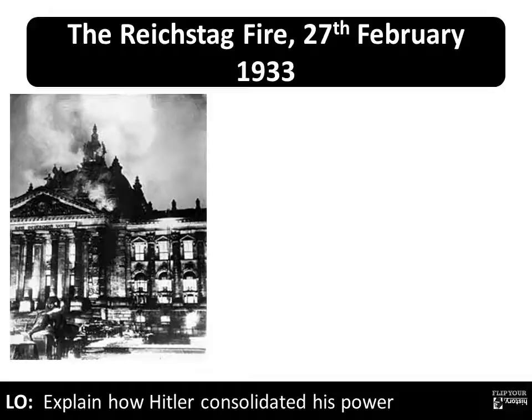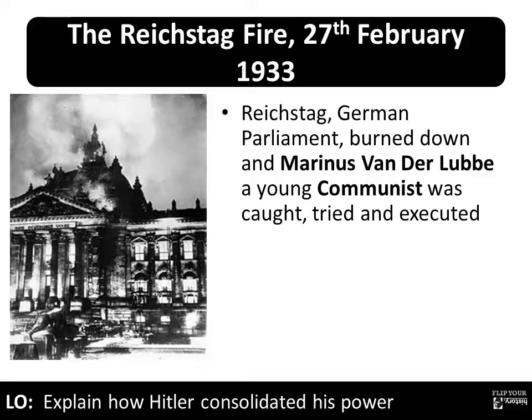Soon after he became Chancellor, a major event gave Hitler an opportunity to seize more power. And this was the Reichstag fire on the 27th of February 1933. Now on this day, the Reichstag, the German parliament, was burned down, and Marinus van der Lubbe, a young communist, was caught, tried and executed for this crime.